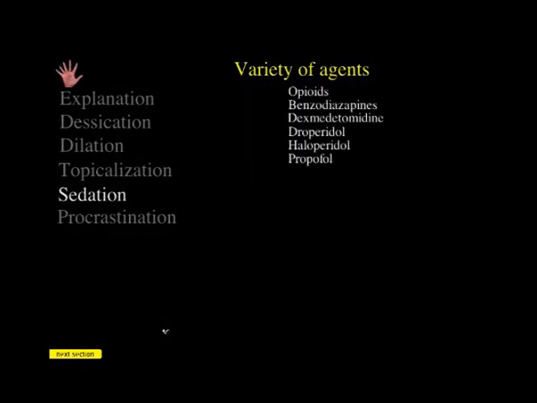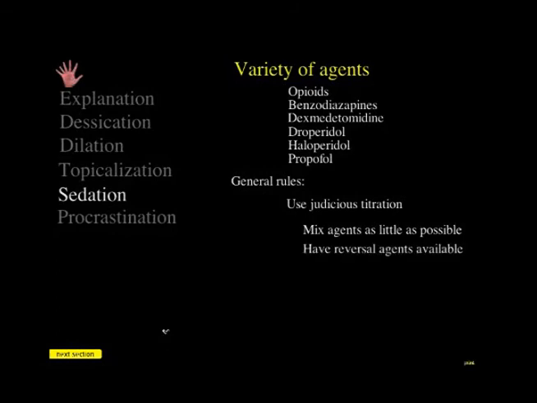Variety of agents. You can use anything that you want. Opioids, benzodiazepines, dexmedetomidine, droperidol, haloperidol, propofol. There are some general rules. Use judicious titration. Don't bolus the drugs like you normally give. You're trying to maintain consciousness. You're trying to maintain spontaneous ventilation. Mix as few agents as possible. Don't get into polypharmacy. If things go wrong, you can have a much harder time with it. Have reversal agents available. Have flumazenil. Have naloxone available. Again, if you get into trouble, you're going to need those agents.